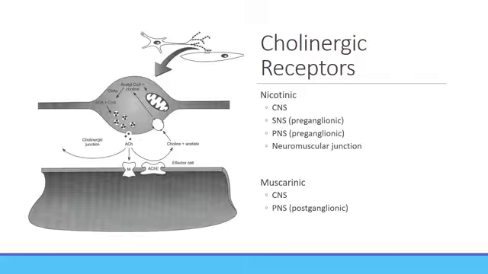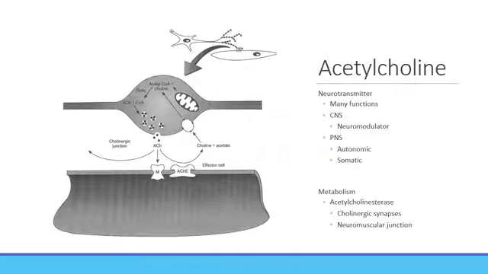We also have the other type of cholinergic receptors, which are the muscarinic receptors. They're found within the central nervous system as well. There's several different subtypes of those. And they're also found at the postganglionic, within the parasympathetic nervous system, at the end of the postganglionic fiber, where it innervates directly on the end organ. With all of these cholinergic receptors, the neurotransmitter involved there is acetylcholine.